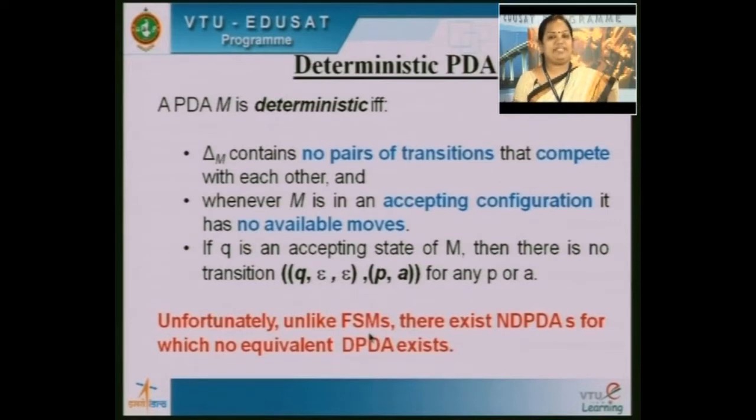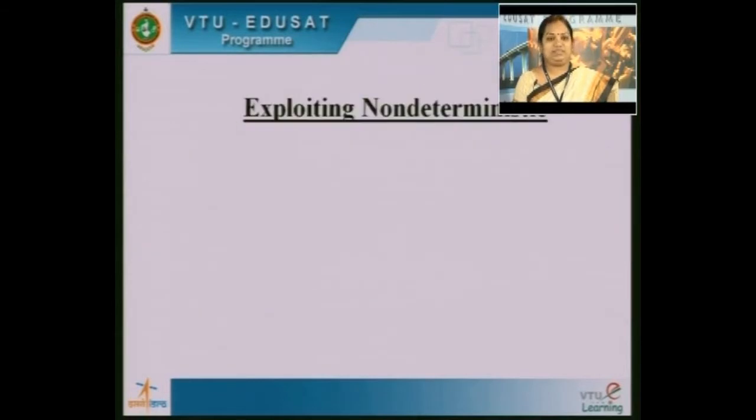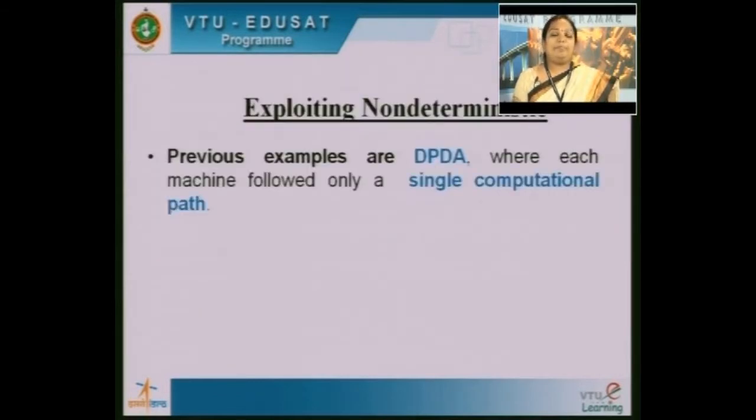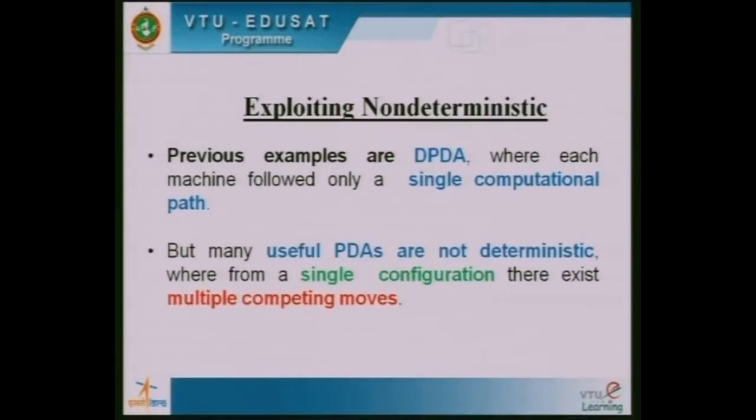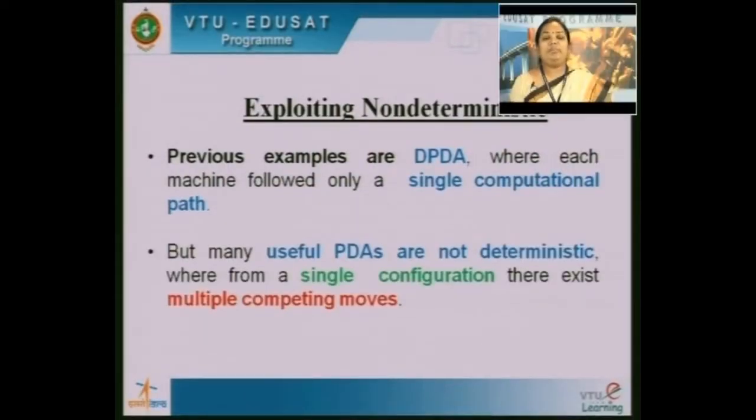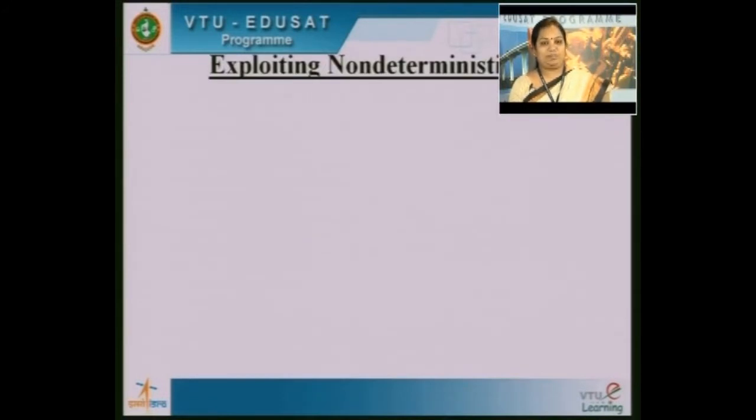Unfortunately, unlike FSMs, there exist NDPDAs, non-deterministic pushdown automata, for which no equivalent deterministic pushdown automaton exists. The previous examples which we discussed and designed in the previous session are deterministic pushdown automata, where each machine followed only a single computational path. But many useful PDAs are not deterministic, where from a single configuration there exist multiple competing moves.